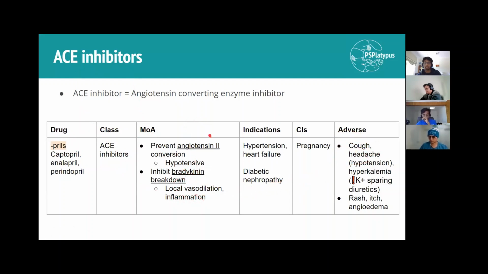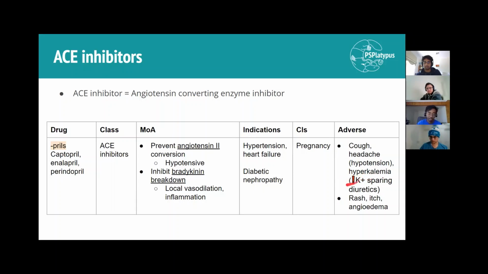So a common side effect of ACE inhibitors is often coughing, which is linked to the increase in bradykinin. We use these in hypertension and obviously heart failure, because we're talking about that now, and also diabetic nephropathy. In diabetic nephropathy, you have an increase in blood pressure, which causes damage to the nephrons of the kidneys. So by decreasing hypertension, we can help with that. Contraindication is pregnancy.